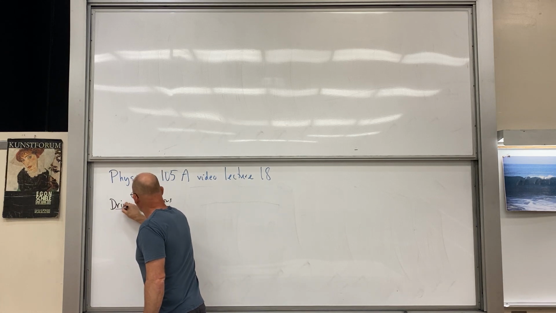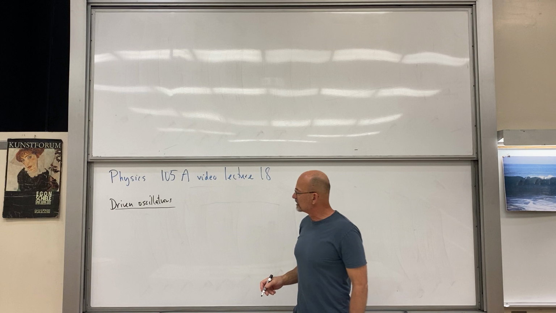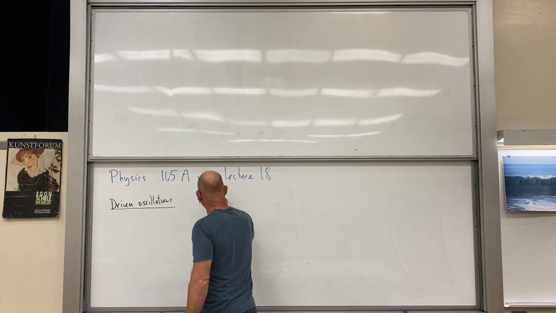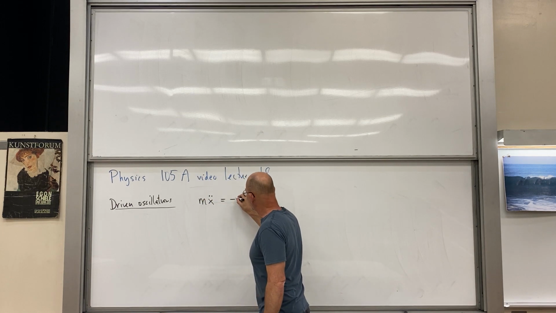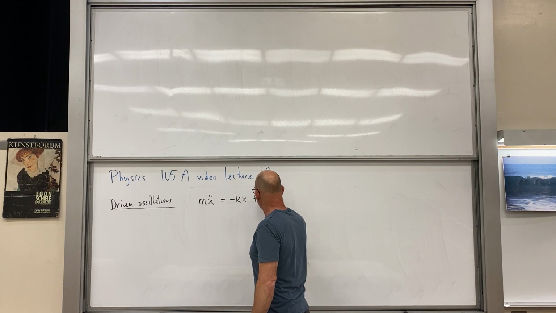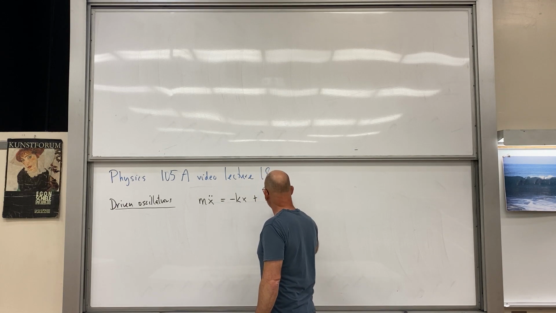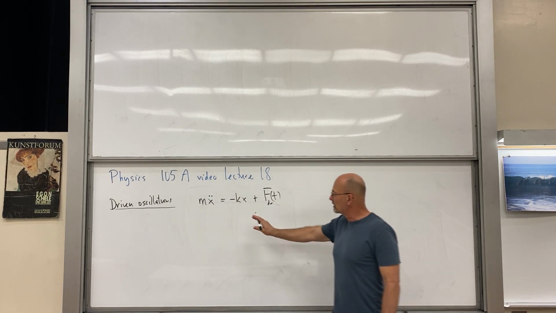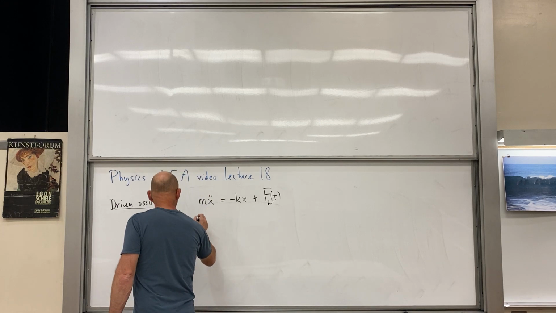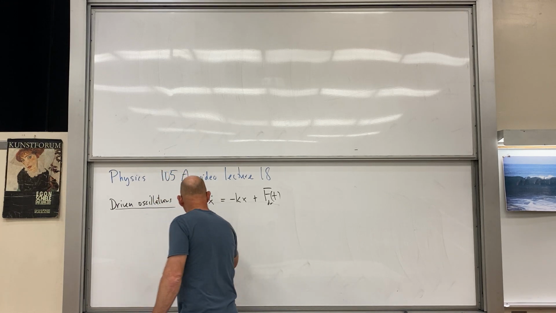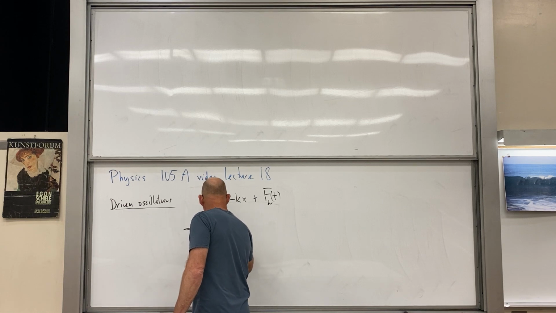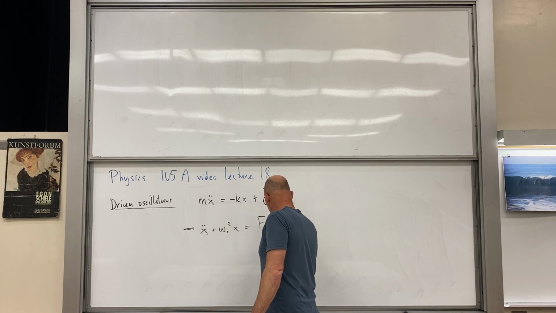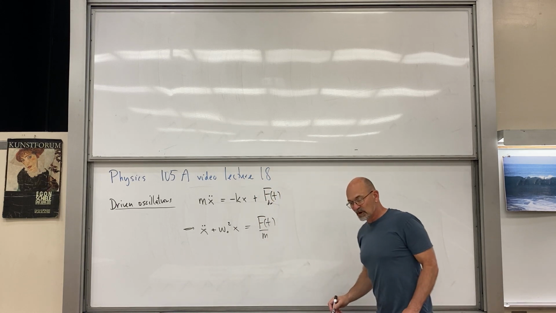these with no damping, so with no friction. That means we have mass times acceleration equals force, minus kx, and then a driving force of t, and the usual substitutions allow us to write this as the second derivative plus omega naught squared x is equal to f of t divided by m, dropping the subscript.